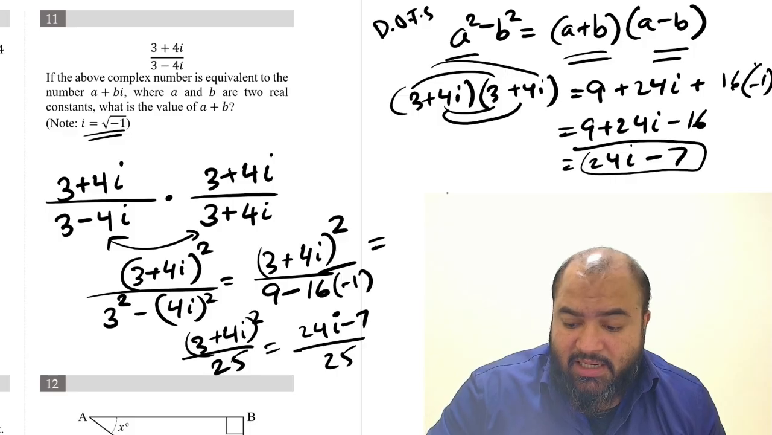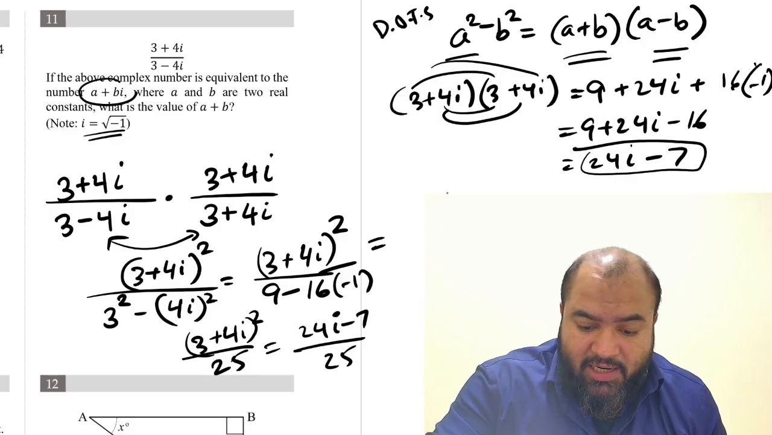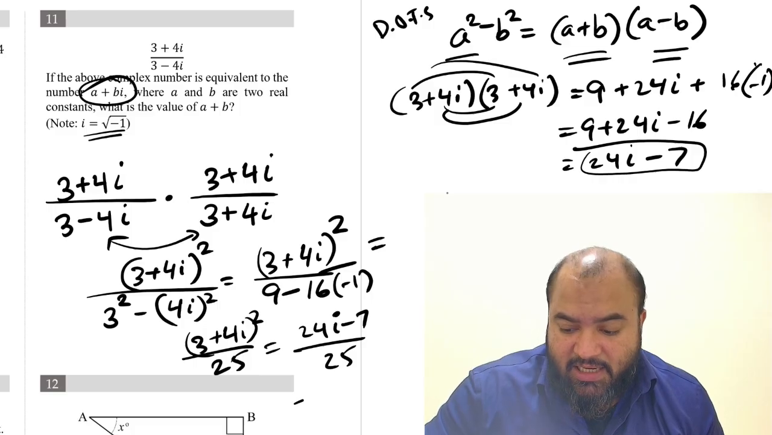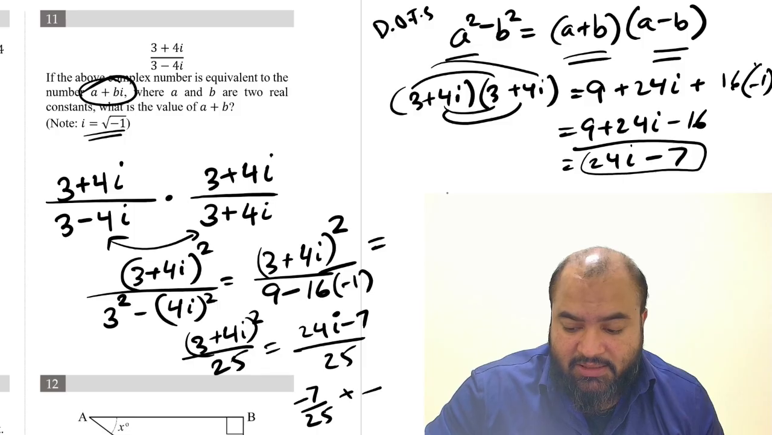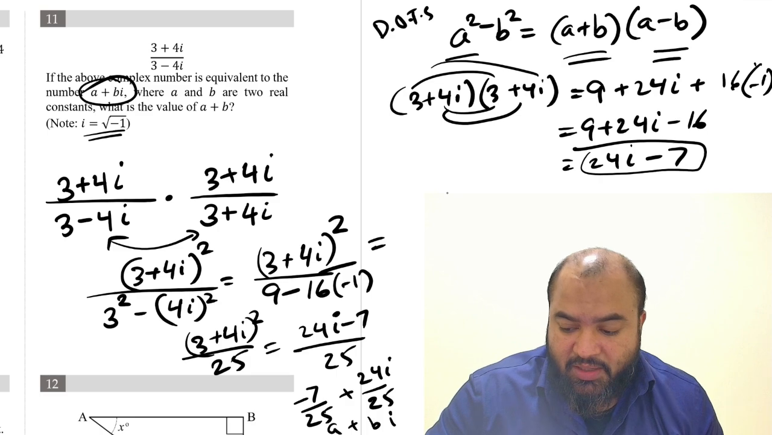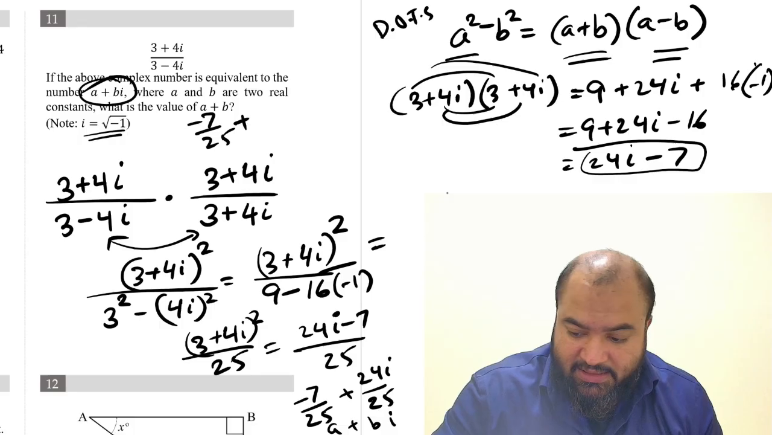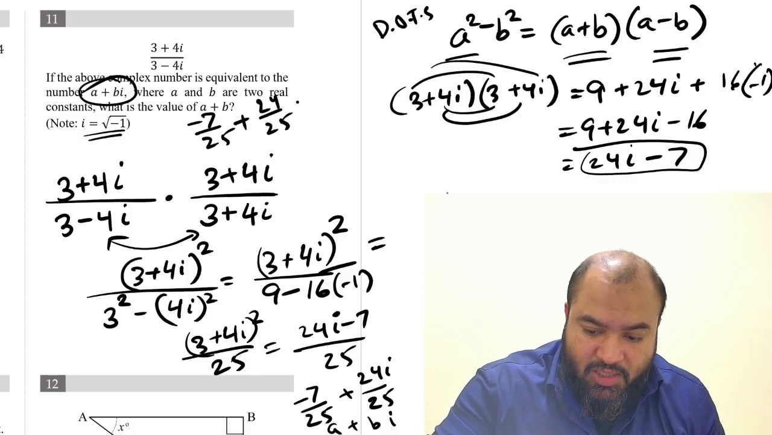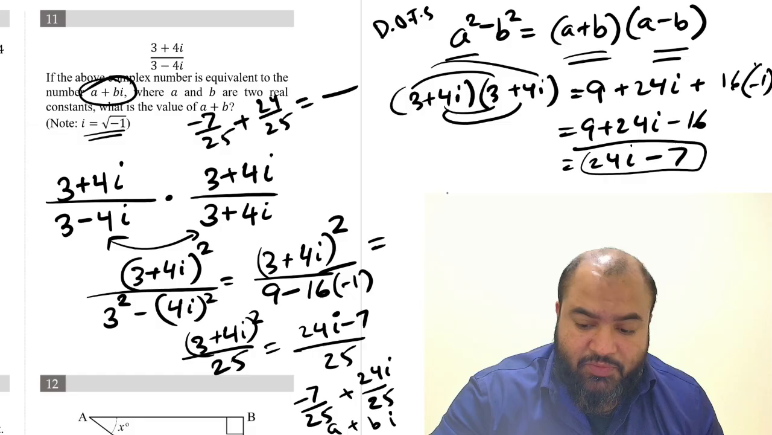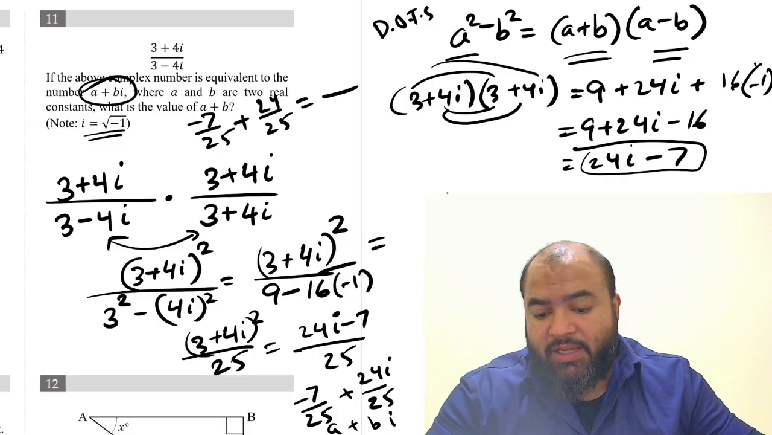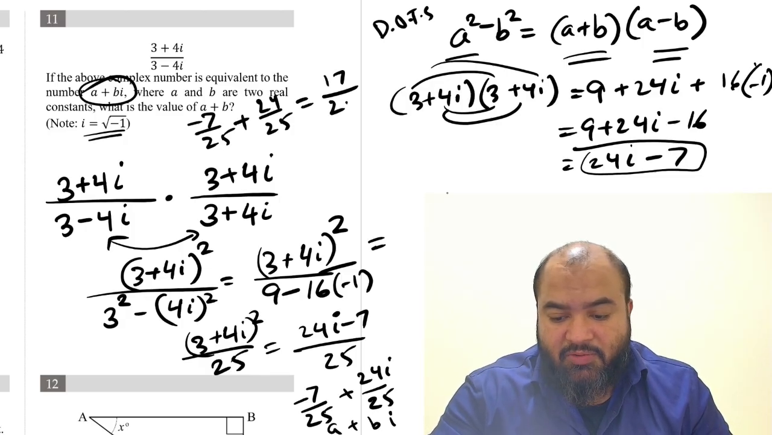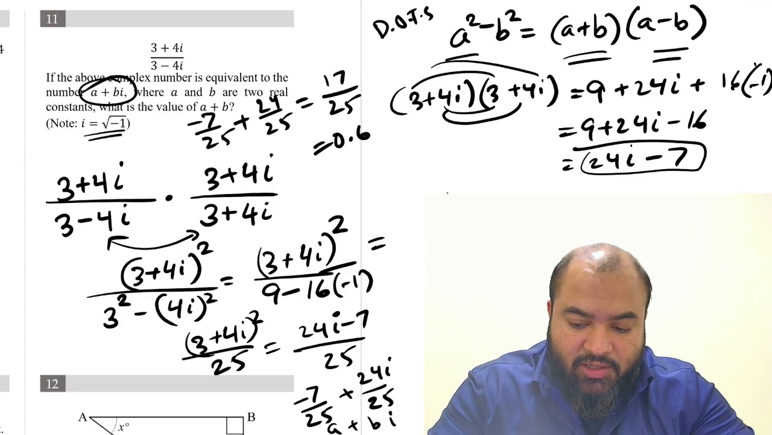Right? Now they said, what is a plus b? If I were to write it in this form, a plus bi, so I will say negative 7 over 25, that's a. I'm going to separately give them a, plus 24i over 25, that's b. You see, a plus bi. So a is negative 7 over 25, plus b is 24 over 25, which is 24 minus 7 is, how much is that? So that will be 17, I guess, 17 over 25, which is, if you use calculator, 0.68.